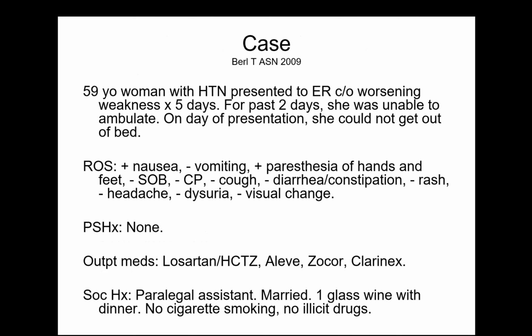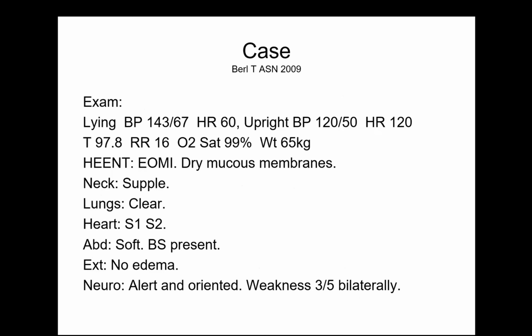Her medications include a combination pill of losartan and hydrochlorothiazide, Aleve, Zocor, and Clarinex. She's a paralegal assistant. She's married. She drinks 1 glass of wine with dinner. No cigarette smoking. No illicit drugs. On exam, blood pressure lying down 143/67, heart rate 60; upright, blood pressure 120/50, heart rate 120. She was afebrile, respiratory rate 16, 99% sat on room air. Her weight is 65 kilograms.